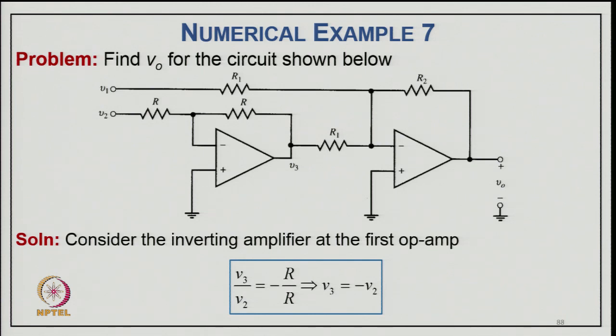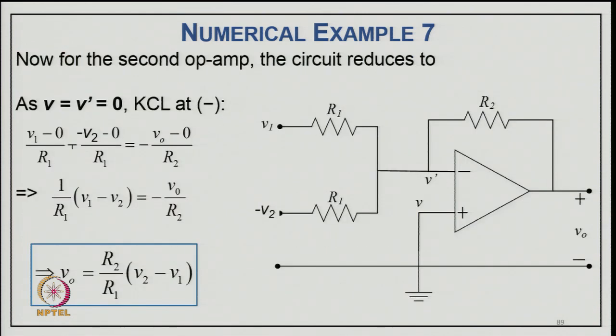We have typically 2 operational amplifiers connected, with virtual short at the 2 inputs, in a cascading kind of circuit. So, consider the inverting amplifier at the first stage. So, it is V3 upon V2 equal to minus R upon R, that is V3 equal to minus V2, as both the resistances are given R. And now for the second operational amplifier, it reduces to V_O equal to V dash equal to 0.